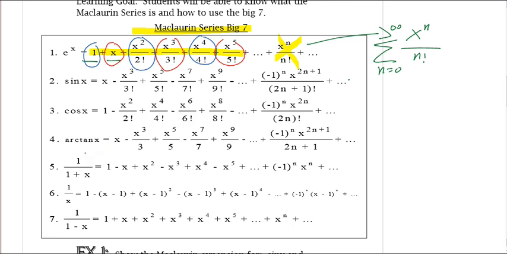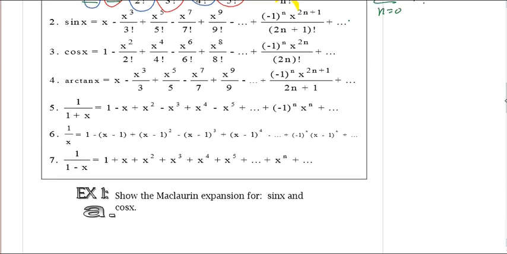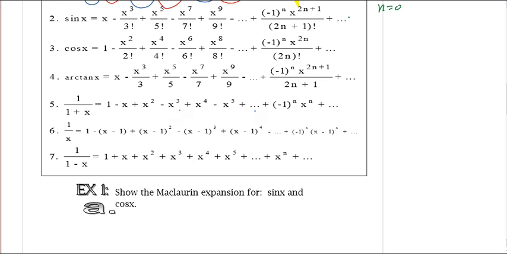Another important one is arctangent. That's x minus x cubed over 3 plus x to the 5th over 5 minus x to the 7th over 7, on and on. 1 over 1 plus x, that's a really strong one as well. That's just 1 minus x plus x squared minus x cubed. 1 over x itself is a good one, and 1 over 1 minus x is a good one. So those are the Big 7.